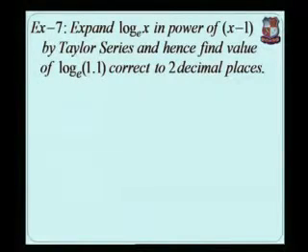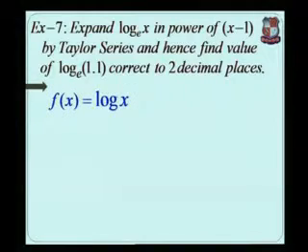Okay, next example: expand log x in powers of x minus 1 by Taylor series, and hence find the value of log 1.1 to the base e correct to 2 decimal places. Okay, here the function is log x and in powers of x minus 1, so we apply the Taylor series and then after we find out the value of log 1.1 to the base e. So the function is log x and the power is given in powers of x minus 1. So if we compare with the Taylor series, then the value of a is equal to 1.